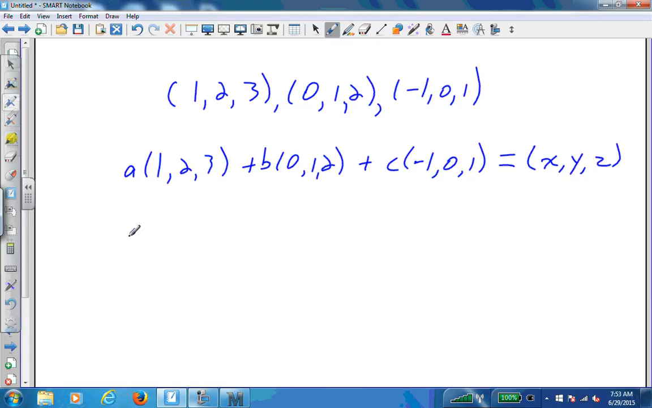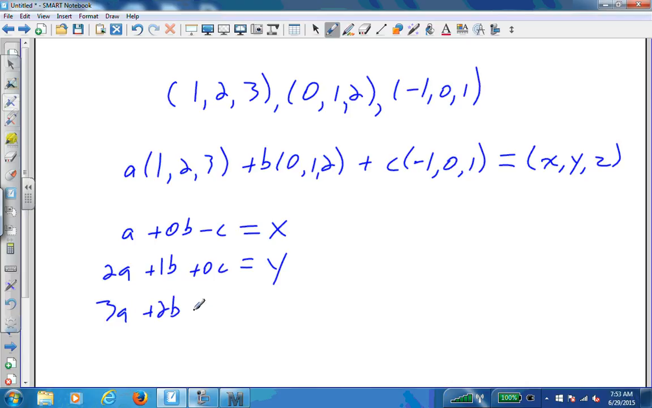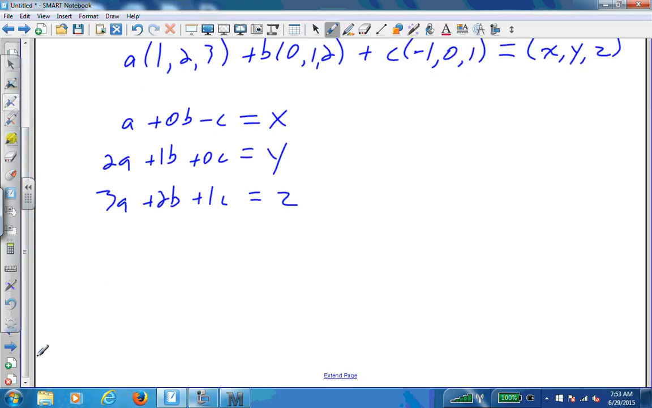So if we write that system out, we get 1A, no B's, minus C is X, 2 A's, 1 B, no C's is Y, 3 A's, 2 B's, 1 C is Z. So if there's a solution to this, then this set of vectors also spans R3. If there's not a solution, then it doesn't.